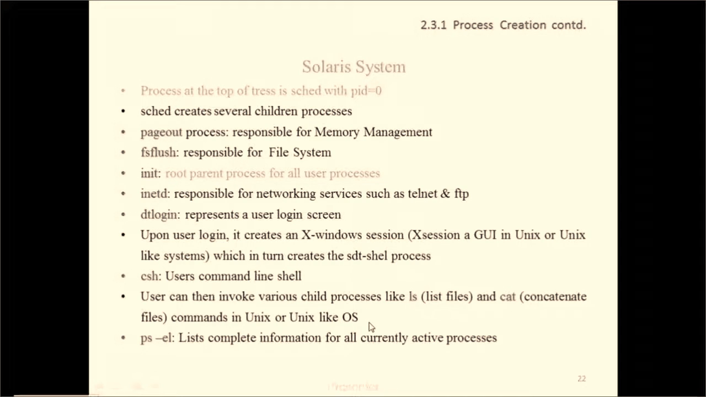As I said, importantly, the process at the top of the tree is SCHED with PID equal to 0, and init is the root parent process for all user processes. So for any user process, the root is init. Okay? If you have time, go through all these things. Might help you.